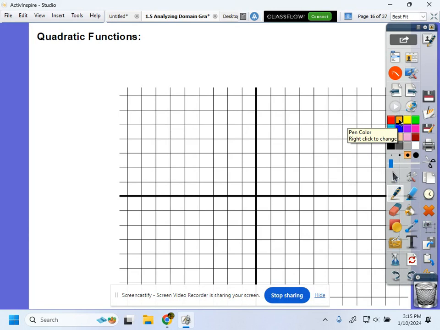We're gonna learn about quadratic, square root, cubic. We can also do the cube root and maybe the reciprocal function. Okay, let's go ahead now.